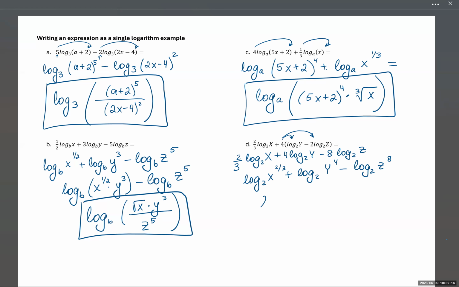Now combine them all into one log base 2. x to the 2/3 plus y to the 4th. Well, the plus between the logs means that the x and the y will be multiplied together and be in the numerator. So x to the 2/3 times y to the 4th, divided by, because of the minus sign, z to the 8th power.